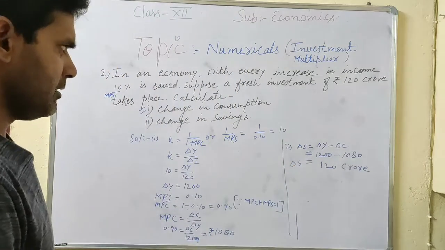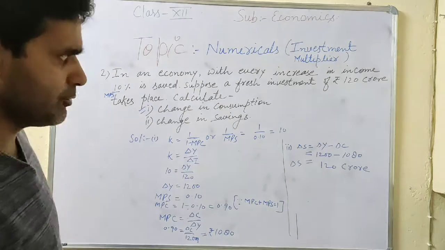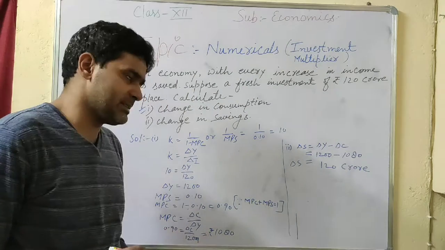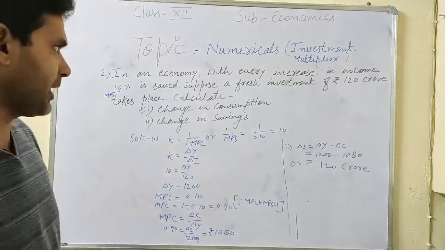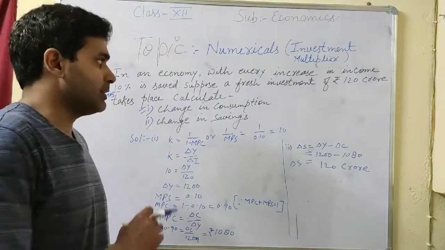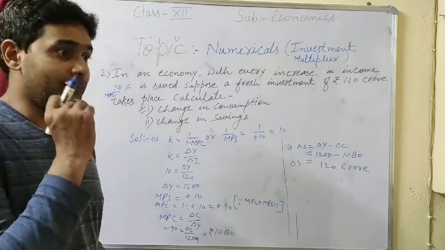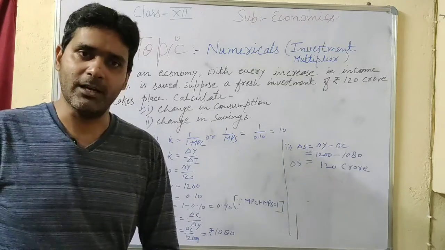So in this way we can calculate these numericals. These numericals carry 3 marks, sometimes they carry 6 marks. So they are very scoring and very easy at the same time.